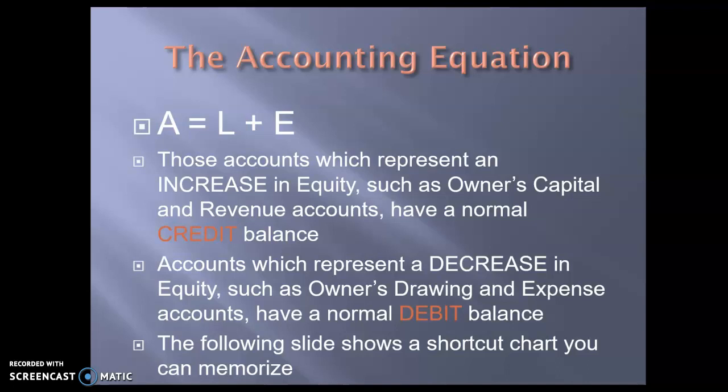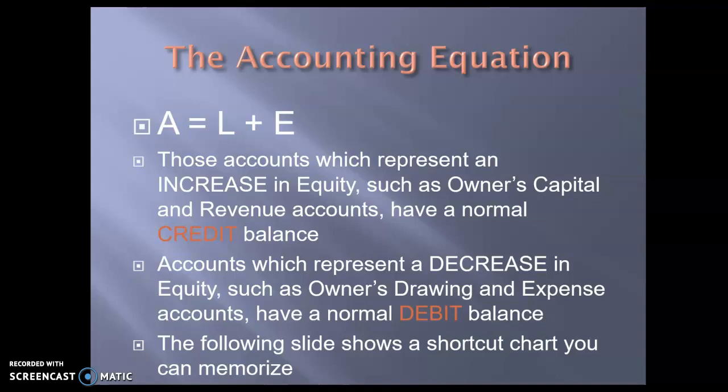Now, we not only look at increases and decreases, and we will look at those in more detail later in the semester, we also use this as balances. So assets that are on the left side of the equal sign will have a debit balance normally. So cash, accounts receivable, supplies, etc., those kinds of things that are assets will have a normal debit balance.